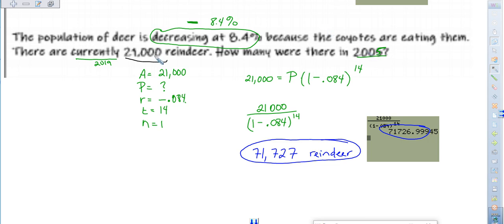So now, over the time, the deer have decreased. They're going down from the start. And then you get this answer here. When you plug it into the formula, you've got your decrease in population. Over the 14 years, you go through and solve it.